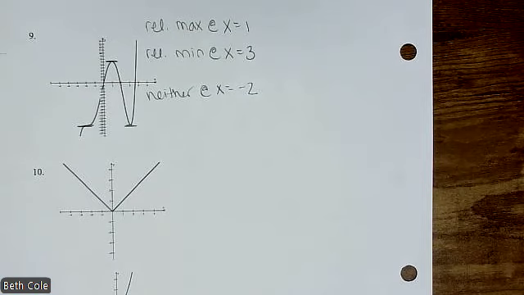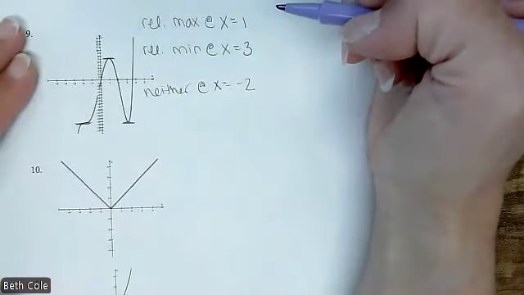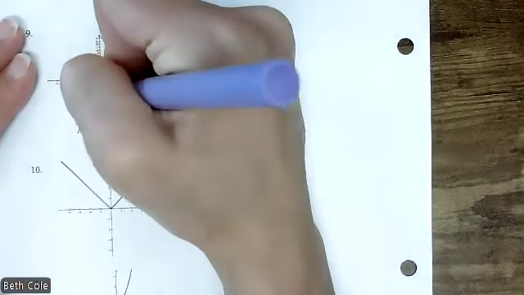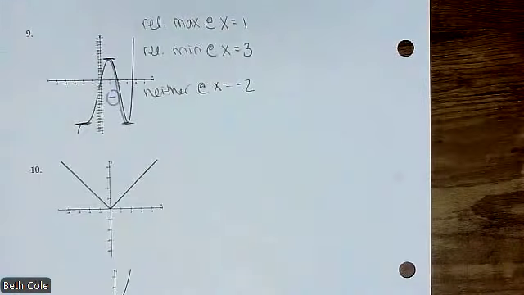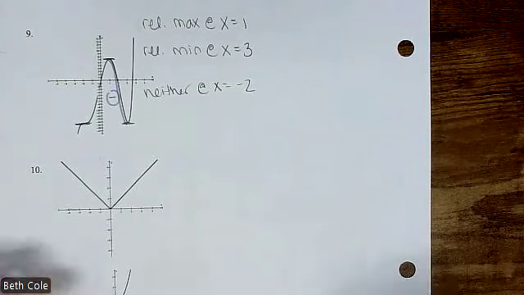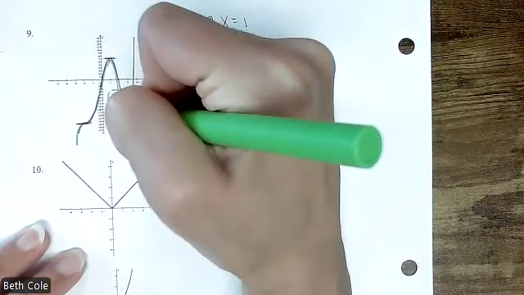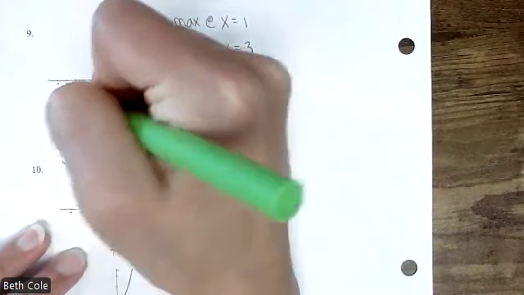So I'm going to color code again. I'm going to stick with what I did on the other side of the paper so I don't confuse anybody. So purple, again, is going to be my decreasing. That's where the derivative will be negative. And then green is going to be my increasing, and that's where the derivative will be positive.